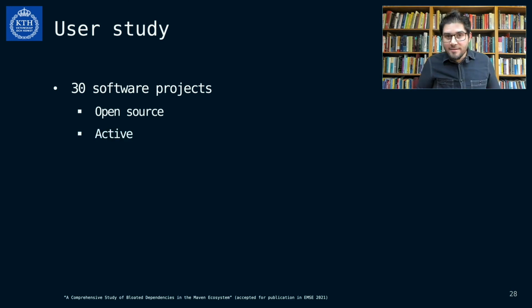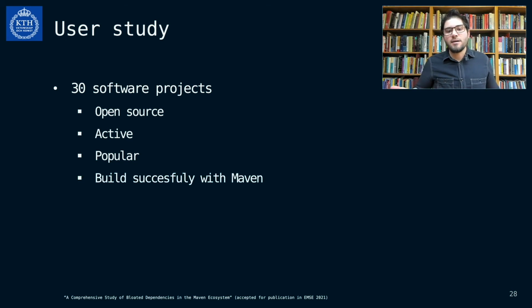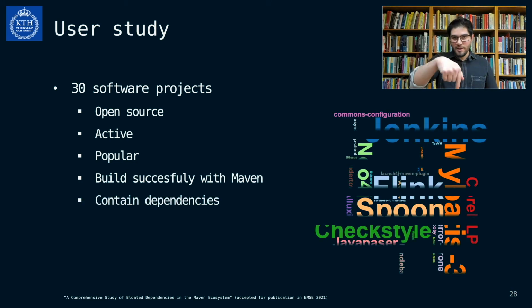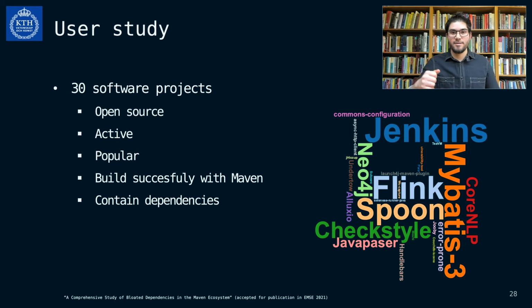they should be active on GitHub, also popular, which means that they have at least 100 stars. We know that stars is a common criterion that means that projects are popular. They are built with Maven and contain dependencies. This workload shows the selected projects. Many of them are well known by the Java community, such as Jenkins, Flink, Neo4j, or Checkstyle.